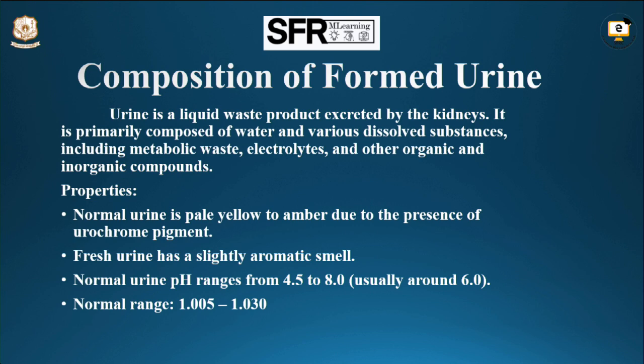The normal pH ranges from 4.5 to 8. 4.5 is the acidic pH, and 8 is the alkaline pH. Usually the pH level of the urine is around 6. So it fluctuates to both the acidic and alkaline side based on the metabolic reactions and disease conditions in the human body. The specific gravity of the urine is 1.005 to 1.030.